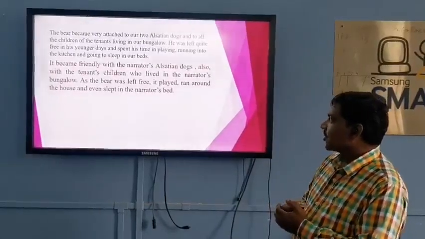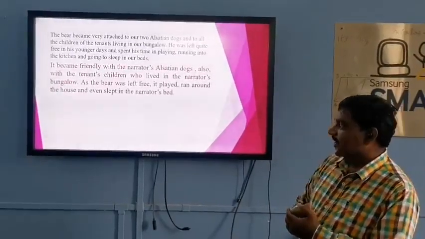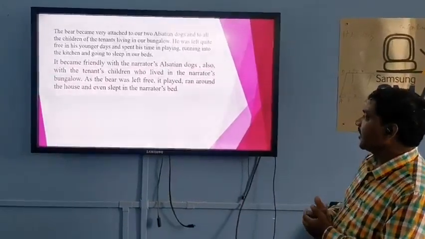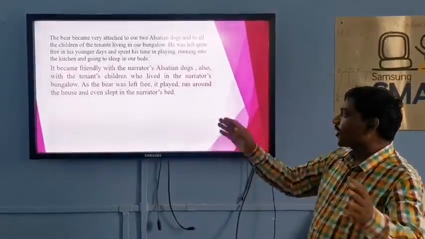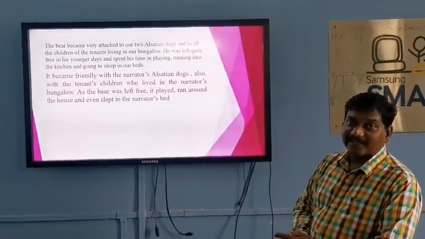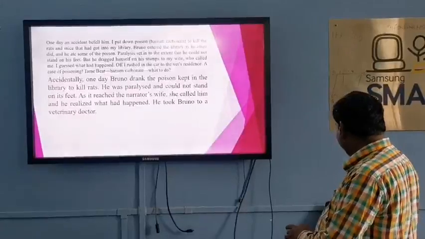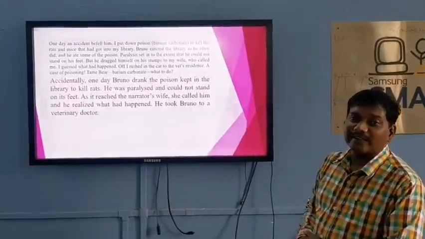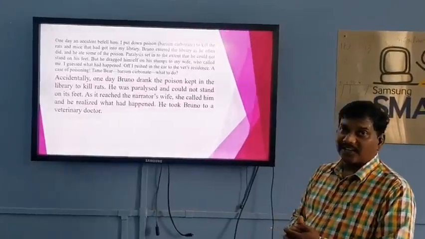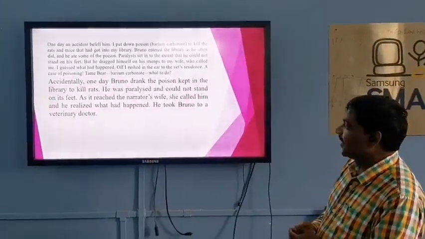With the tenant children who lived in the narrator's bungalow. As the bear was left free, it played, ran around the house, and even slept in the narrator's bed. So the baby bear was very friendly as well as very amiable. But accidentally one day, what happened?